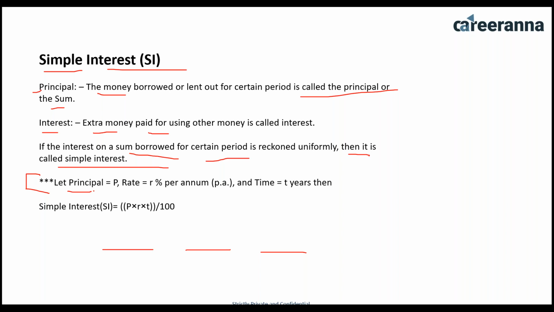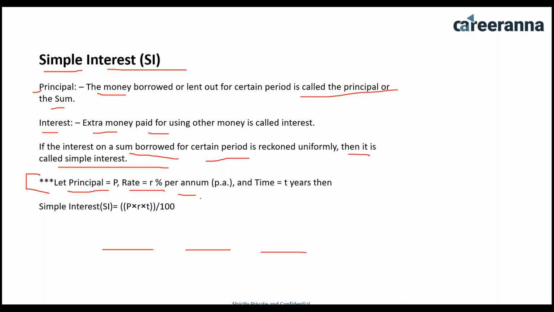Let principal equal P, R equal to percentage per annum, that is the rate percentage. Okay, so I have to be a bit louder. Okay, cool. Am I audible now? Okay, I guess I'm audible now.